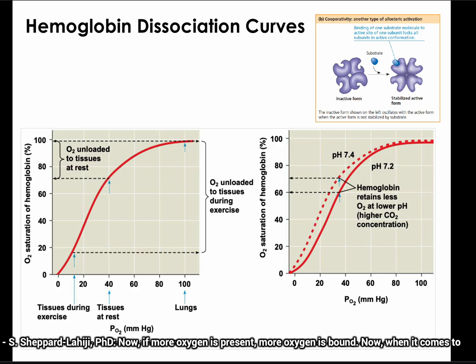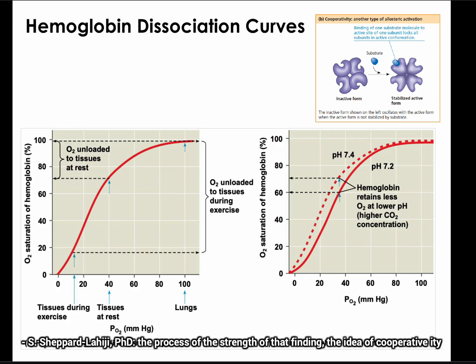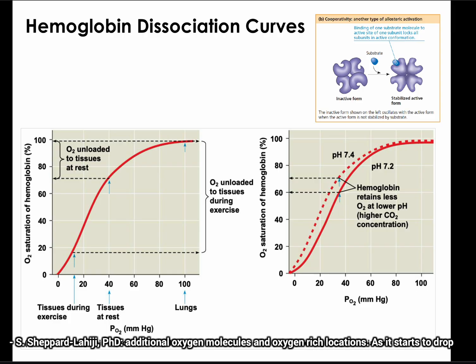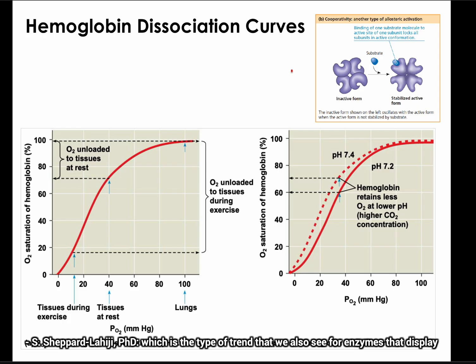Now, when it comes to the strength of that binding, the idea of cooperativity works in both directions. So just as readily as it will pick up additional oxygen molecules in oxygen-rich locations, as it starts to drop off oxygen, there will be a really swift change in saturation. So that's why there's a more sigmoid curve that's seen within these dissociation curves, which is the type of trend that we also see for enzymes that display cooperativity.